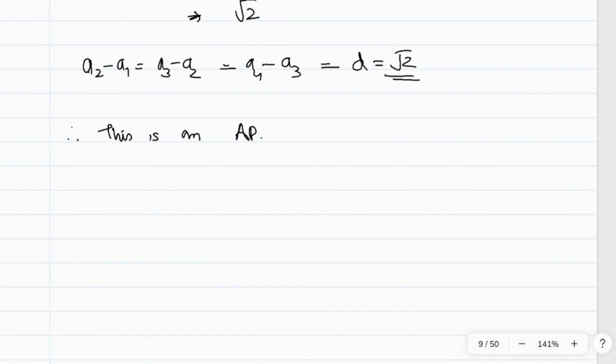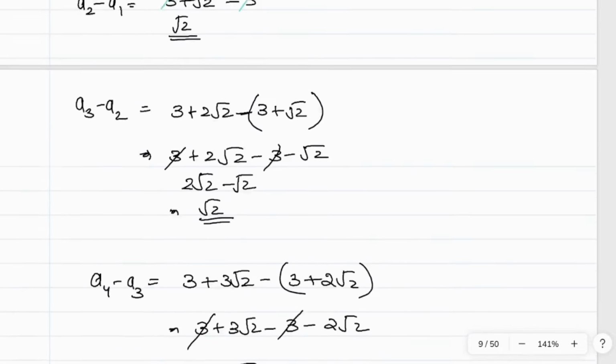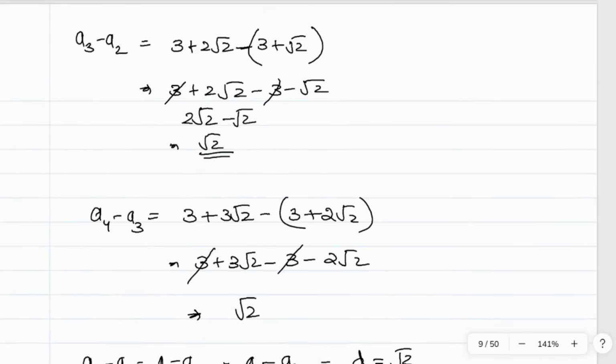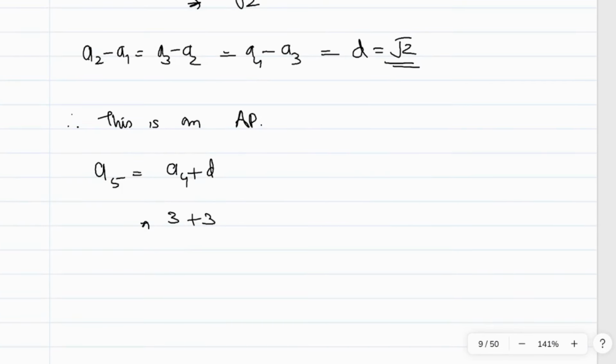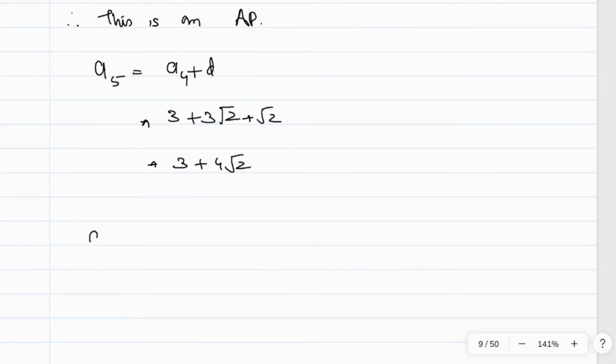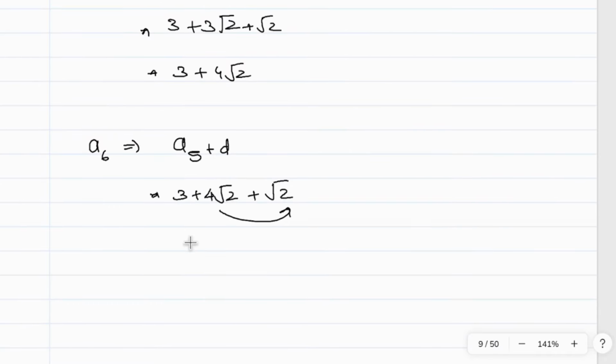Now, if it is an AP, we have to find our fifth term, A5, which is equal to A4 plus D. What is A4 here? A4 is 3 plus 3 root 2. 3 plus 3 root 2 plus root 2 will give us what? 3 plus 4 root 2. It is our A5. Now, what is A6? A6 is equal to A5 plus D. What is A5 here? 3 plus 4 root 2, plus D which is root 2. So 4 root 2 plus root 2 means how much? 5 root 2, right? 3 plus 5 root 2.